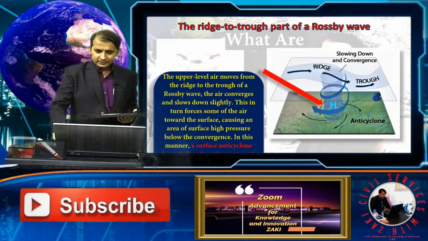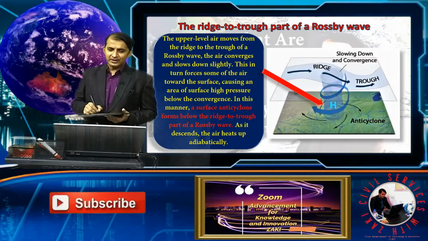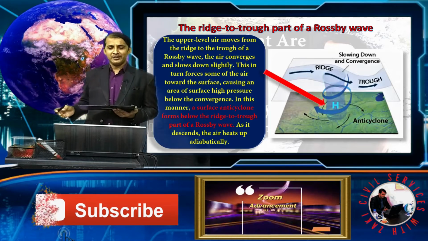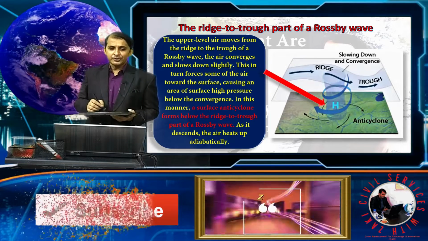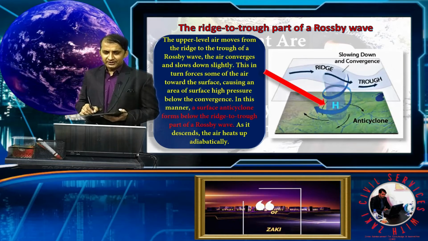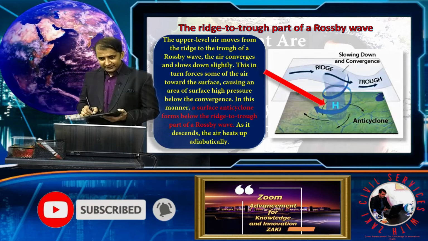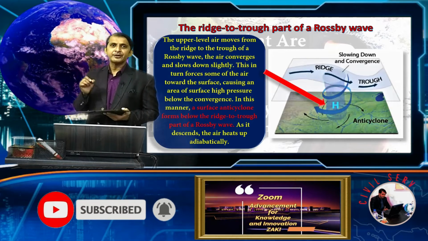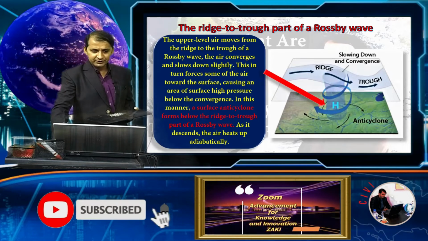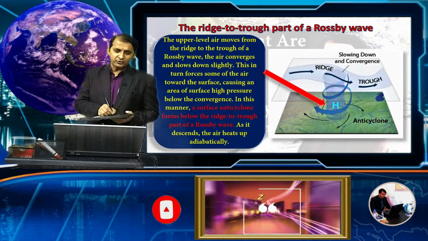See here, this is the graphic. This is the Rossby waves, and in these Rossby waves is the jet stream, a fast flowing stream. See here, it is the ridge and it is the top. Just go to the ridge-to-trough area, and this area creates a high pressure zone near the surface and an anticyclone forms.